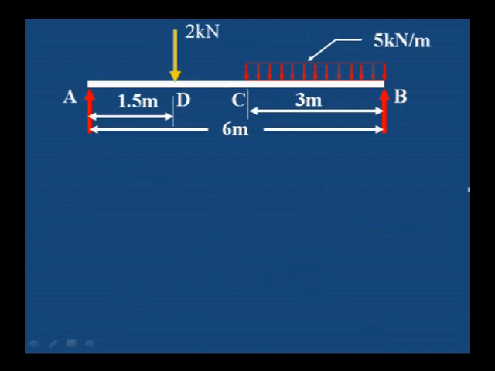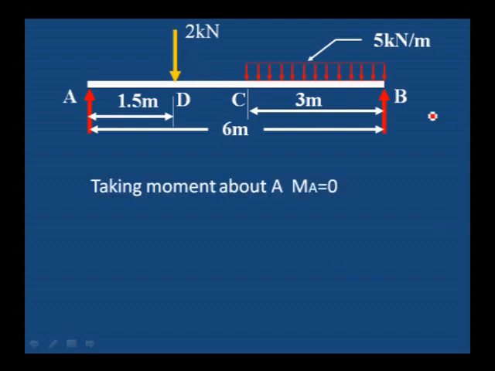Now let us consider one more beam. In this case I have taken a uniformly distributed load on the right half of the beam, and a point load is acting at a distance of 1.5 meter from the support A. Again we have to calculate the reactions at A as well as B. To calculate the reactions at A and B, we have to take the moment about A.